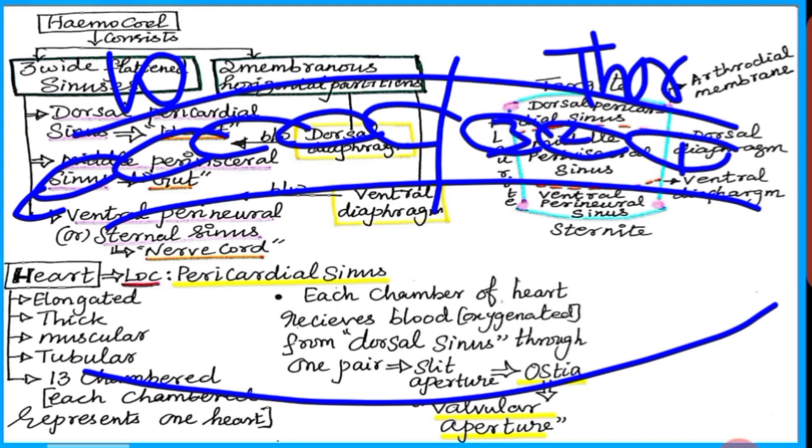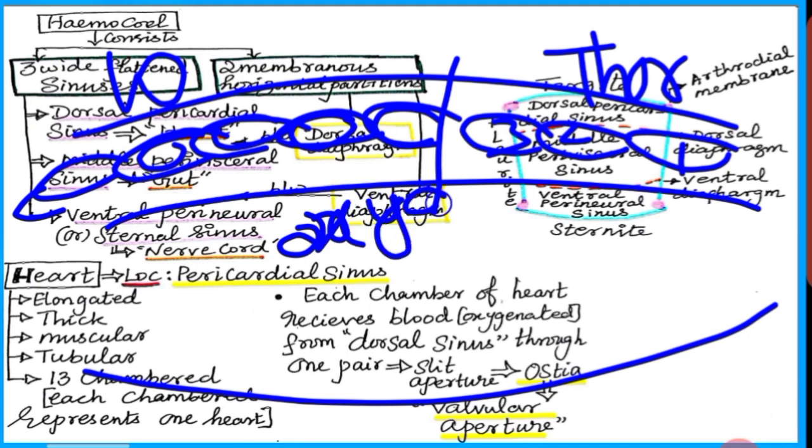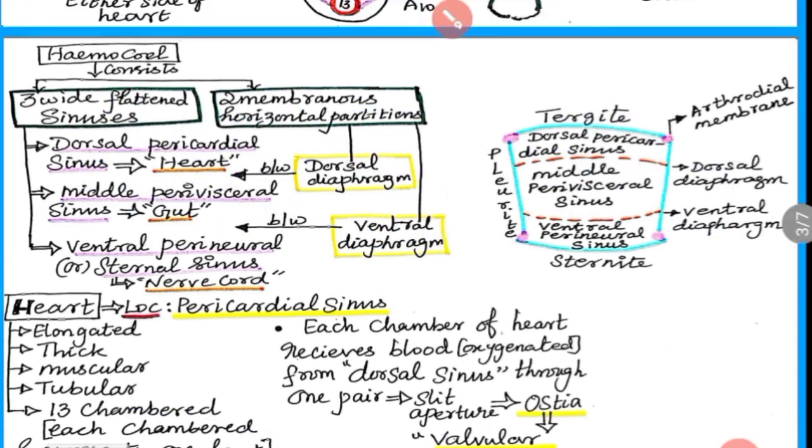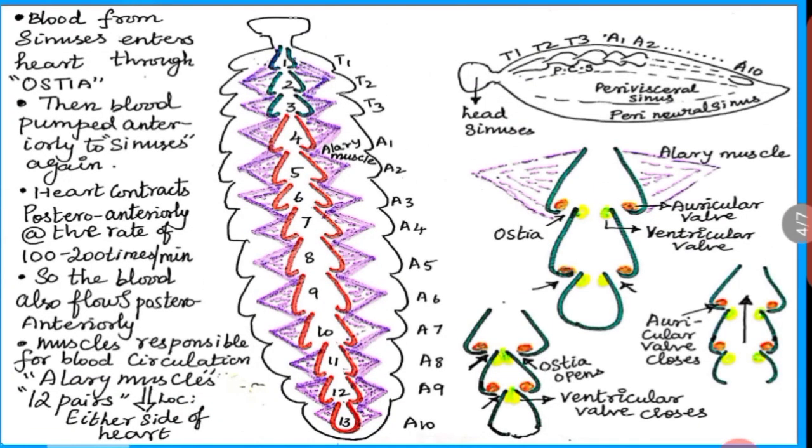Got it? Each chamber of the heart receives oxygenated blood. These are the chambers which receive oxygenated blood from the dorsal sinus. The dorsal sinus area pushes the blood into the heart with the help of slit-like valvular apertures called ostia. See the picture. It's a heart.